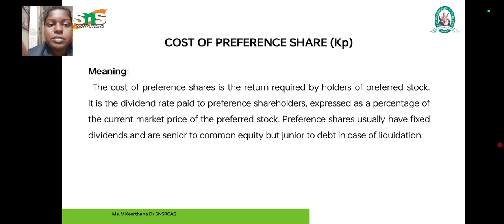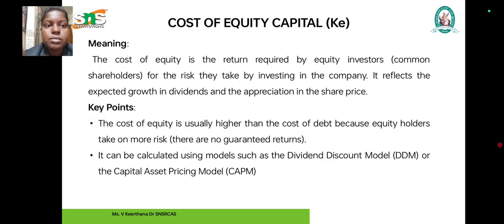The cost of preference shares is the return required by holders of preferred stock. It is the dividend rate paid to preference shareholders expressed as a percentage of the current market price of the preferred stock. Preference shares usually have fixed dividends and are senior to common equity but junior to debt in case of liquidation. Next is cost of equity capital, that is KE.